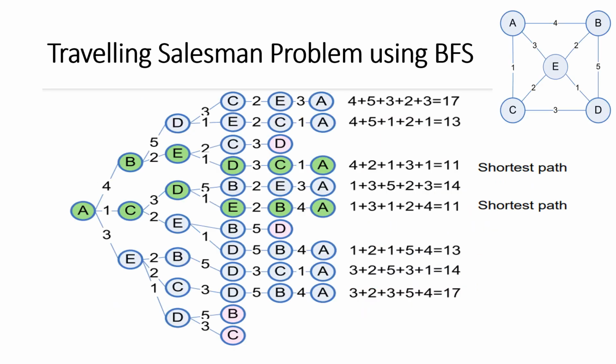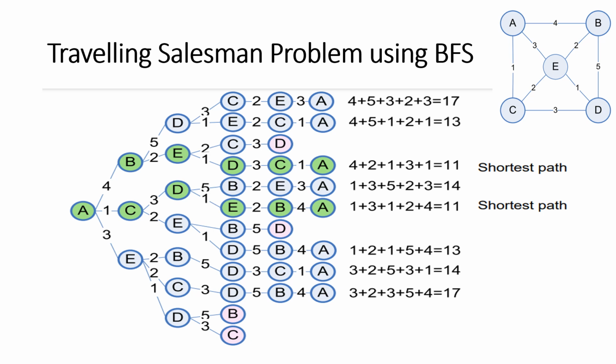We will see how we can solve the traveling salesman problem using BFS. BFS generates all possible tours and chooses the tour with the minimum total path cost. So here we can see that from A we can move to C, E and B. So first level A, then the next level we have B, C and E. Its path cost is also mentioned. And after completing this level, it will move to the child nodes.